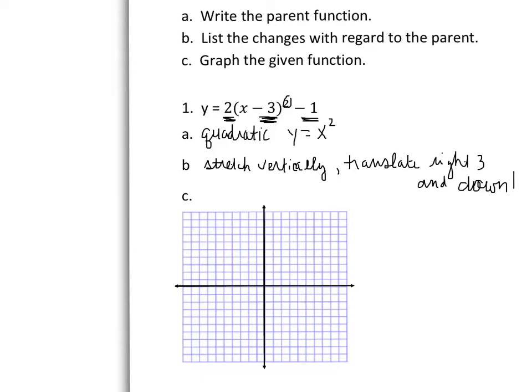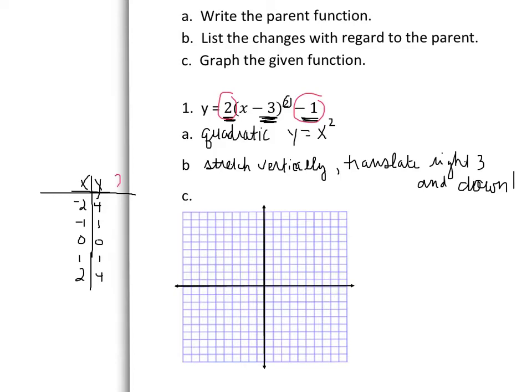Okay, part C says graph the given function. So start by making your table with your parent function points. So that would have been -2, 4, -1, 1, 0, 0, 1, 1, and 2, 4. And now what we're going to do is we're going to fill in the other part of my table to figure out where the new points are. So I'm going to look at the outside of my function, which is the 2 and the -1. This is going to affect your y values.